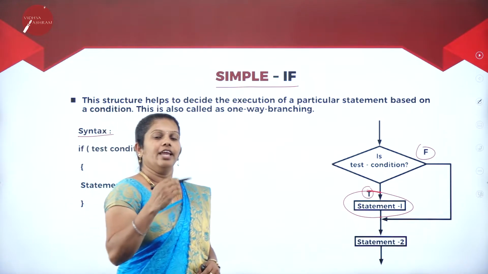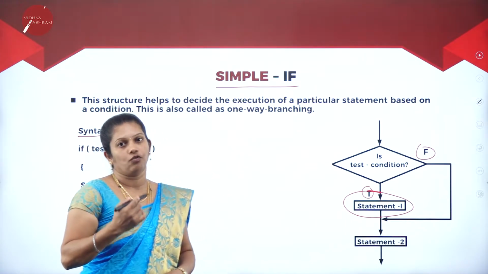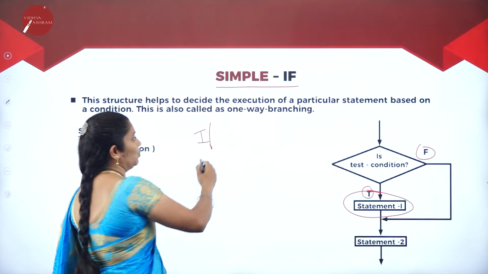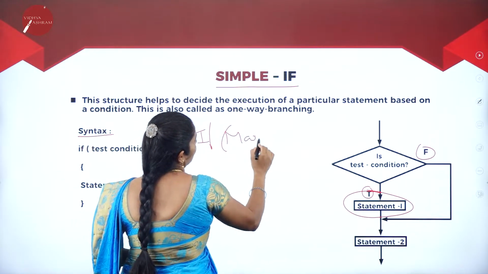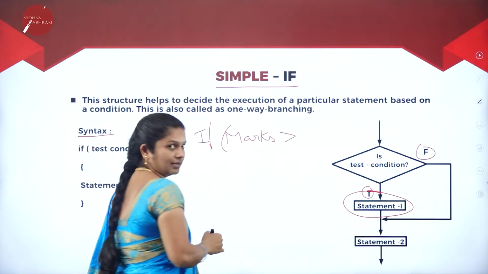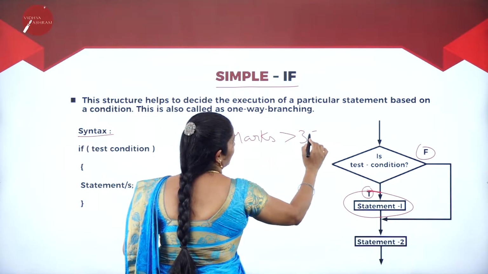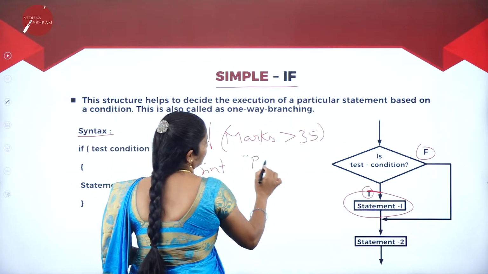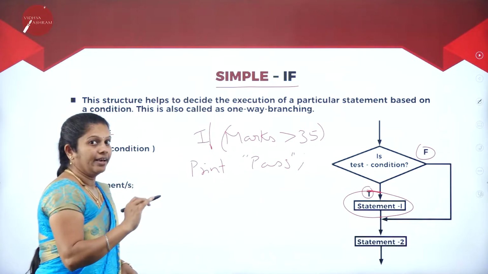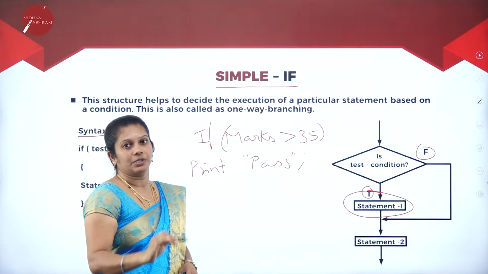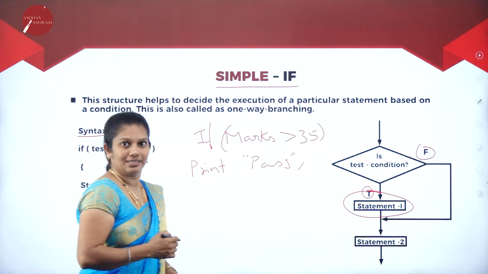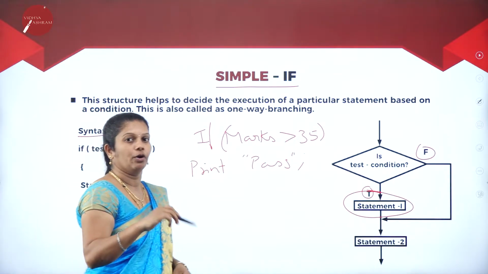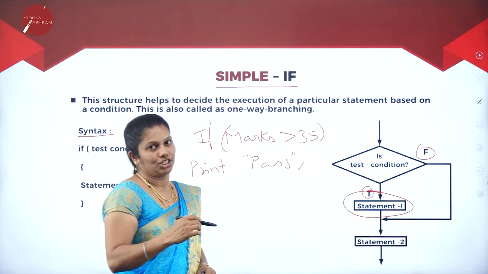For example, if I want to display the result, pass or fail, in that case, I will take only one subject. If marks is greater than 35, then it will print pass. Here we are not going to get any alternative statement. What will be the else part here? Whenever you have an if condition, at that time you are not supposed to put any semicolon because here it is applying the condition, that's why.